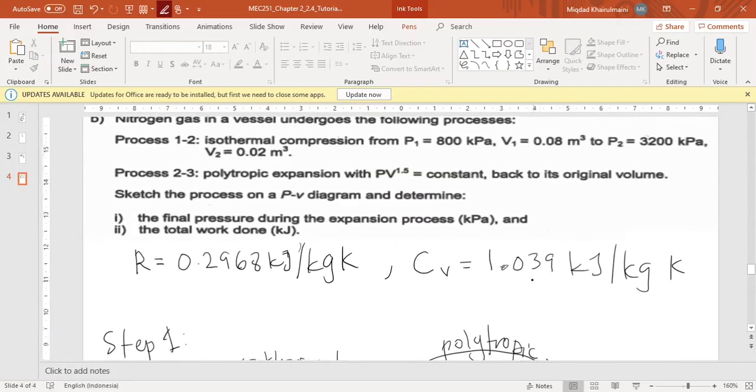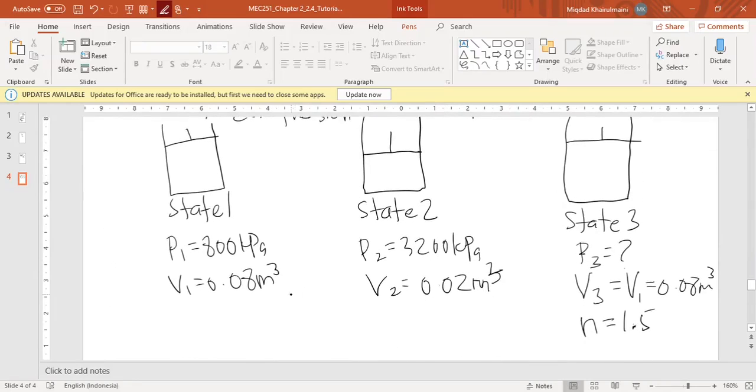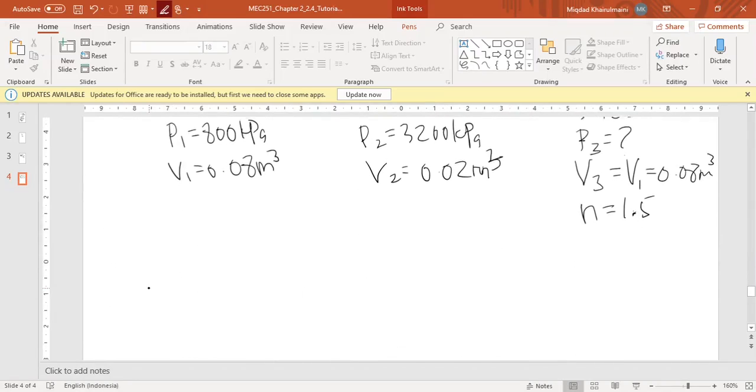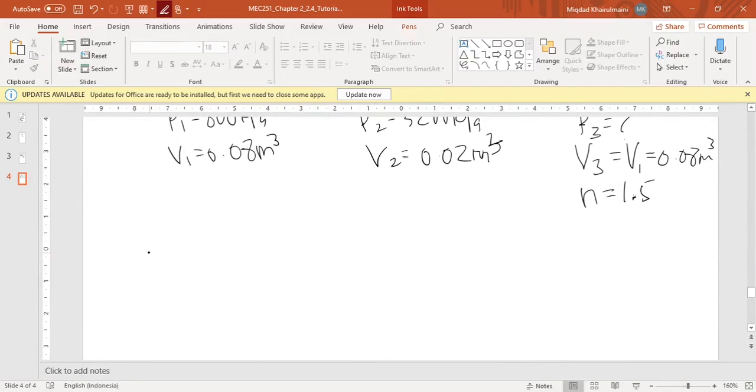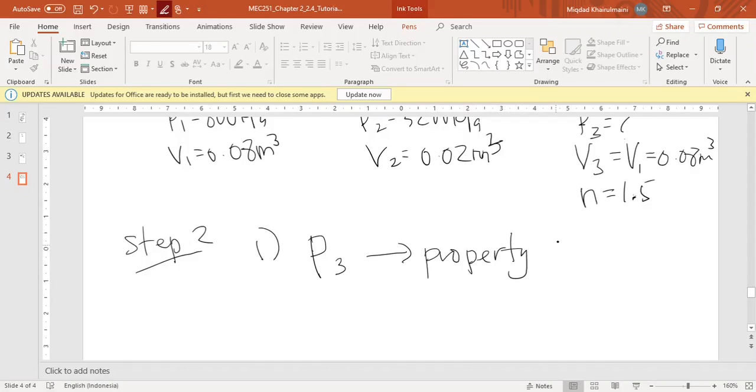Okay, so for step 2, the equations or whatever information is required for us to solve the question. For the first one, final pressure after the expansion process. We know that from state 2 to state 3 is the expansion process, so the question asks for the pressure at state 3. This is a property at state 3, so when we find the properties at state 3, make sure we find the pressure at state 3.